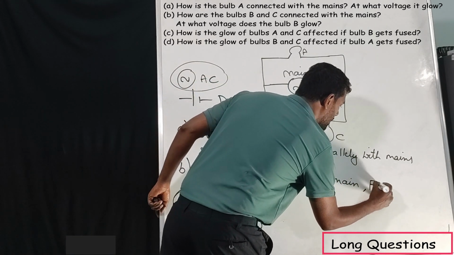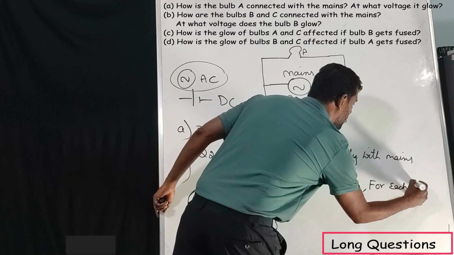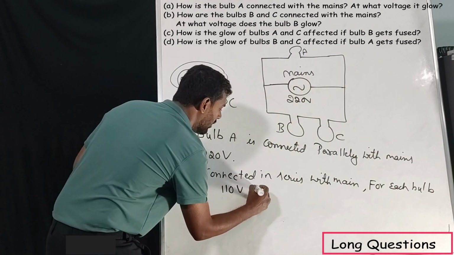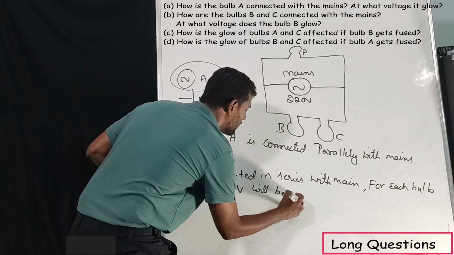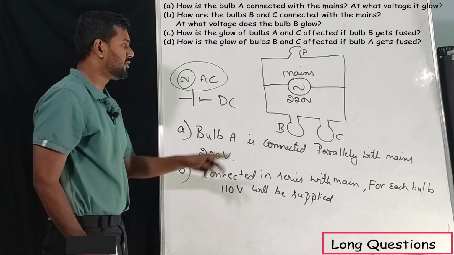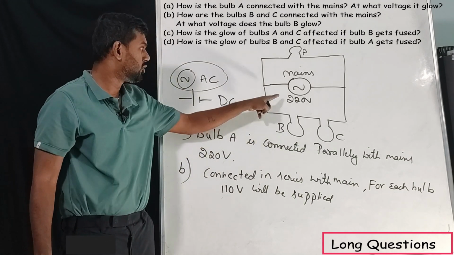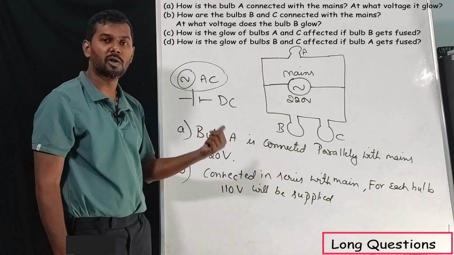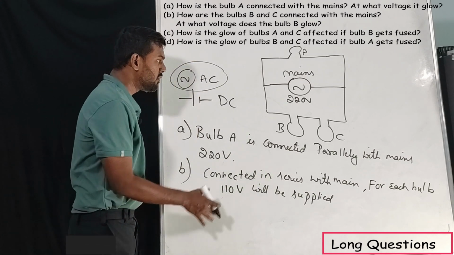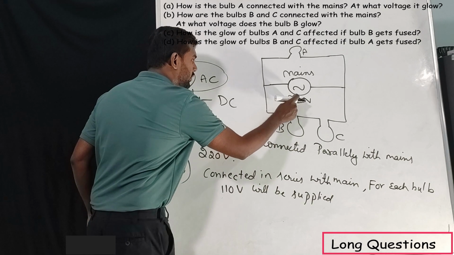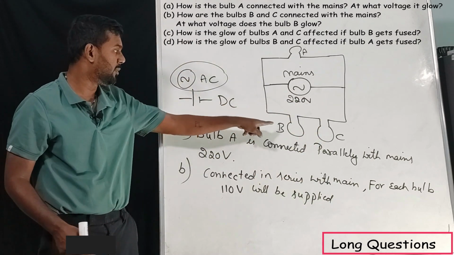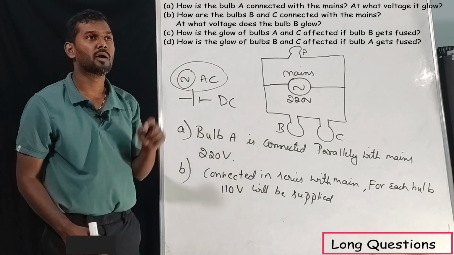So for each bulb, 110 volts will be supplied. Okay, if there are 5 bulbs, then 220 divided by 5, each bulb will get 220 divided by 5. Now anyhow we have only 2 bulbs, 220 divided by 2, that will be 110 volts. That is what each bulb B, C is receiving from the mains.